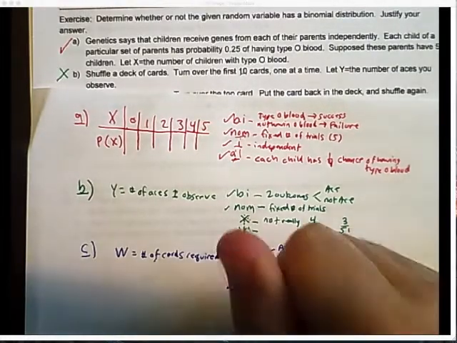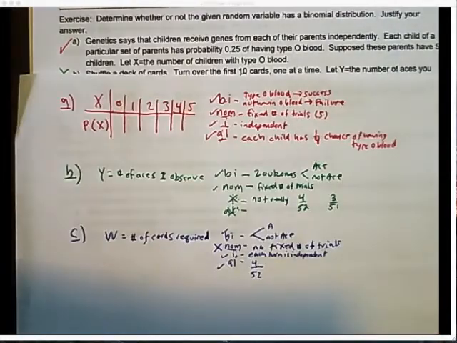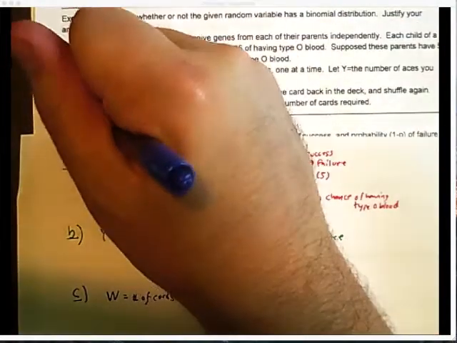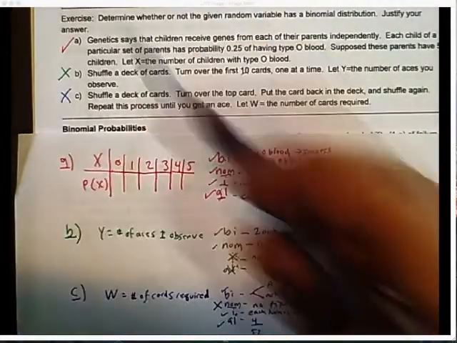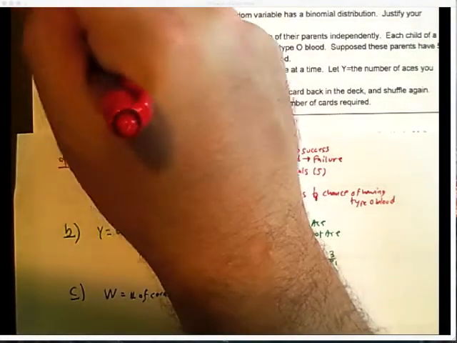That's kind of hard to see, but if you think about it, there's not a fixed number of trials. So it violates the binomial condition. So this one is not a binomial variable. The only one that is, is the first one of these three.